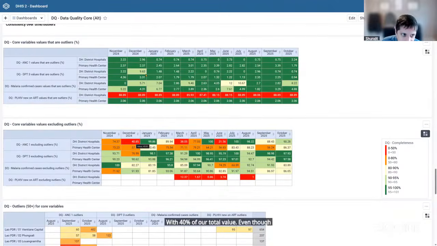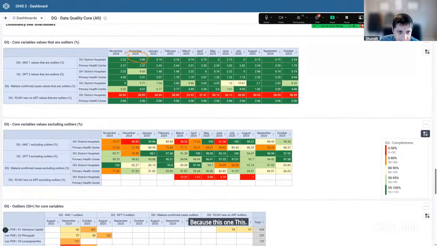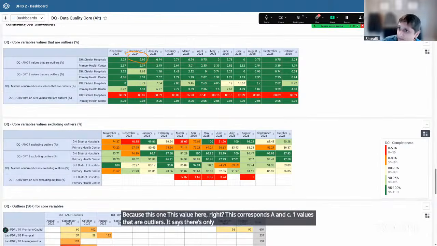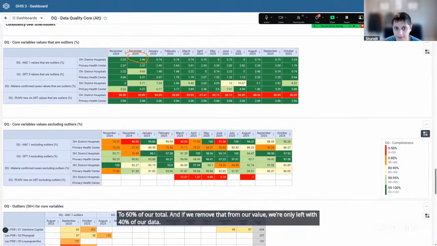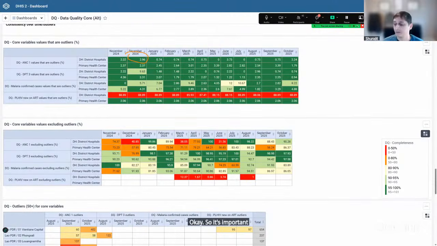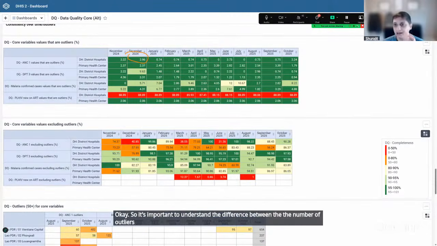Even though if I look at this corresponding value here, right? This corresponds to ANC1 values that are outliers. It says there's only 3% of our total data is an outlier, but it's a big outlier, okay, according to the value below, because it's contributing to 60% of our total. And if we remove that from our value, we're only left with 40% of our data. Okay, so it's important to understand the difference between the number of outliers that exist and the weight of those outliers when we perform this analysis.